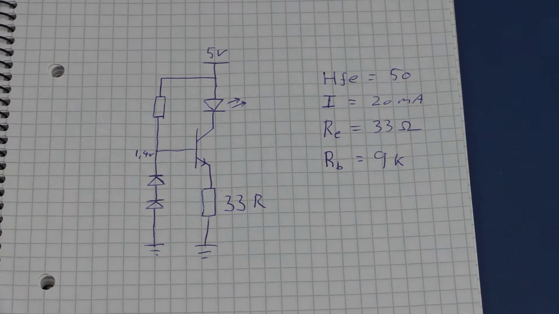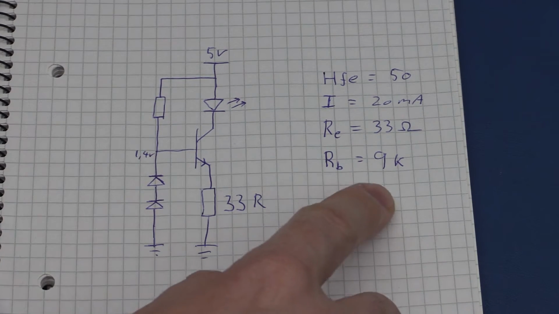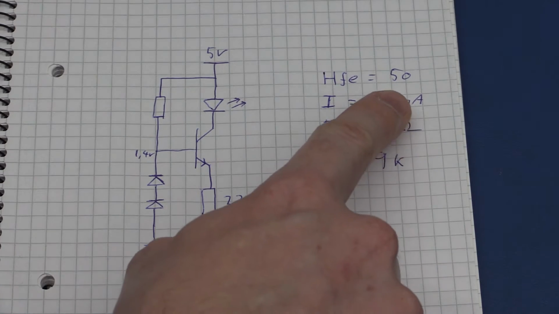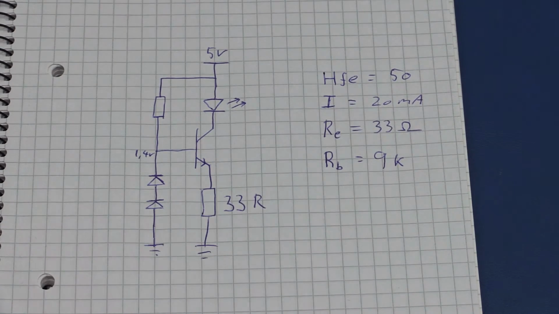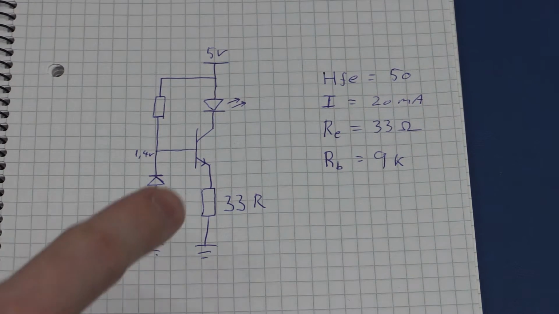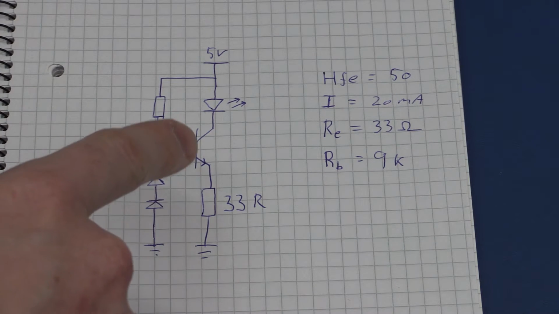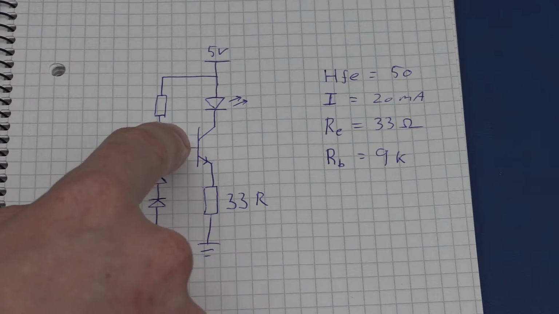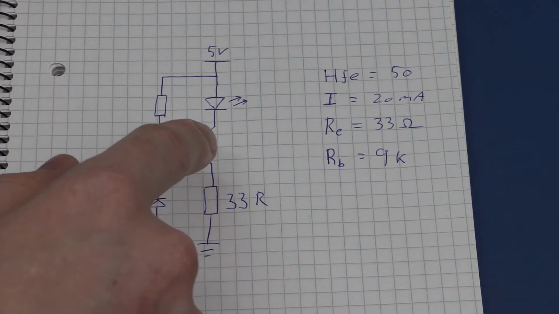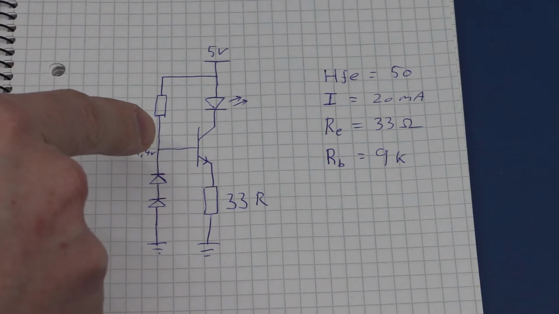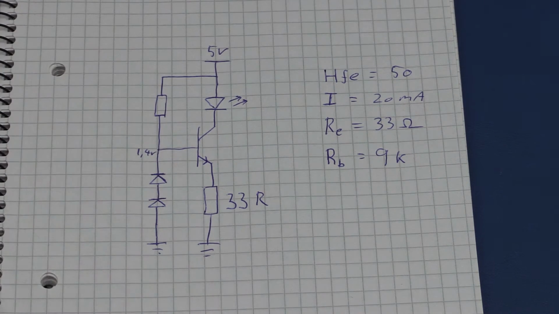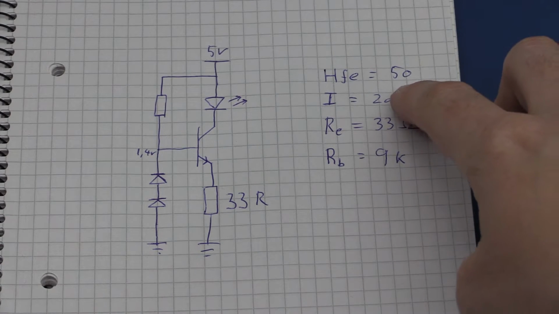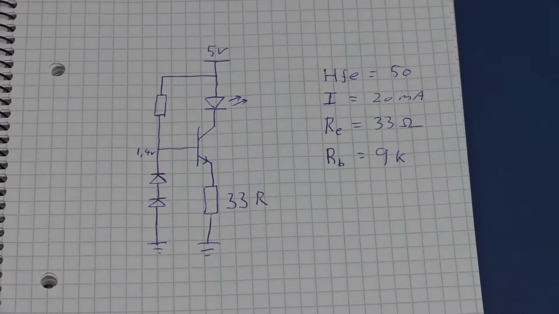And the base resistor here is maximum 9K for a gain of 50. It wasn't specified for 20 milliamps for this transistor. It's a 2N3904 that I will use. It was specified for 10 milliamps or for 50 milliamps, so I just kind of took an average. It's pretty much just a guess, so don't rely on it.